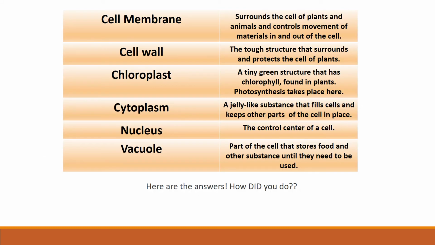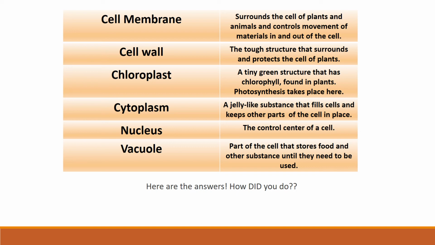Okay, let's see how you did. Cell membrane should be matched with surrounds the cell of plants and animals and controls movement of materials in and out of the cell. Cell wall should be matched with the tough structure that surrounds and protects the cell of plants.